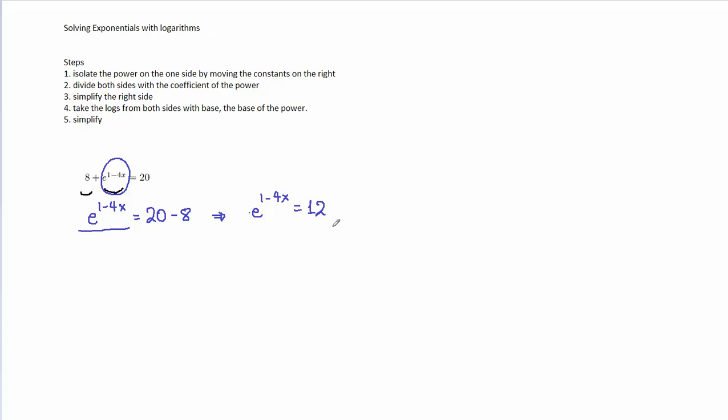The next step is to take the logs from both sides with the base of the power. So you need to know what the base of your power is, and it is e. So you want to take the ln from both sides here. So you take ln of e to the 1 minus 4x equals ln of 12. Why? Because if e to the 1 minus 4x is equal to 12, then the logarithm of e to the 1 minus 4x will be equal to the logarithm of 12. Okay, good.